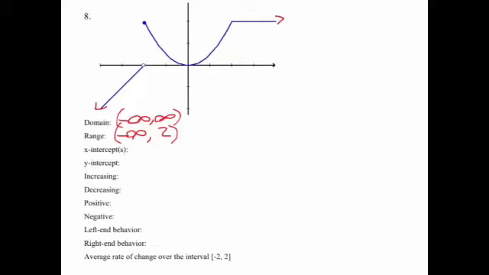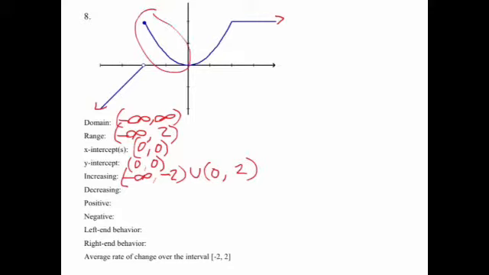My x-intercept is going to be right here, right where it touches my x-axis. That's the point 0, 0. Which also happens to be my y-intercept, 0, 0. My function is increasing over here and on this section. So that first one goes from negative infinity until negative 2. And the next interval, that one goes from 0 to 2, where x is 0, x is 2, so we're increasing. It is decreasing on this section, which is from negative 2 to 0.